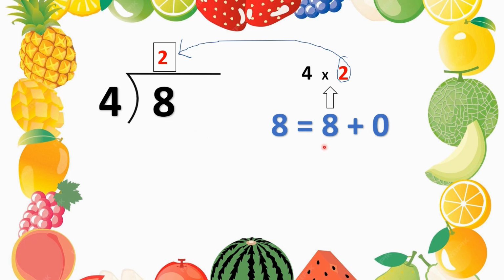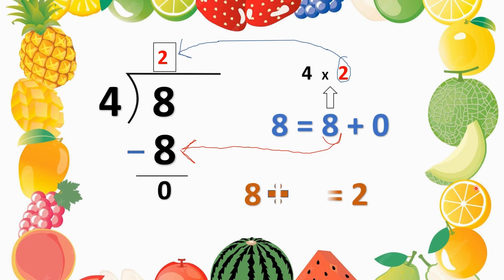I now bring the 8 here. It goes there. So now we have to do this operation: 8 minus 8. What is 8 minus 8? Excellent. If you said 0, that's good. We know that 1 minus 1 is 0, so 8 minus 8 is 0. And that brings us to the end of our operation. So 8 divided by 4 is equal to 2.